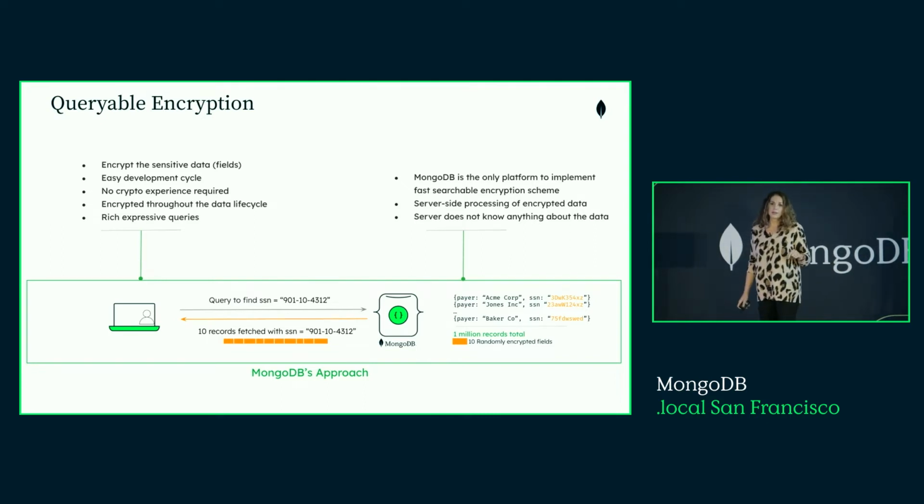We are the only platform to implement this fast searchable encryption scheme that allows the server to process, again, that fully randomly encrypted data, and return back the documents that match without understanding anything about that data. So when the server receives this query, it's an encrypted query. It doesn't know it's looking for 901-10-4312. It doesn't even know that it's looking for a social security number. All it knows is that there are 10 documents that match it, and it's document 1, 5, 10, 12, 14, etc. It returns that data back to the application where that data is decrypted.